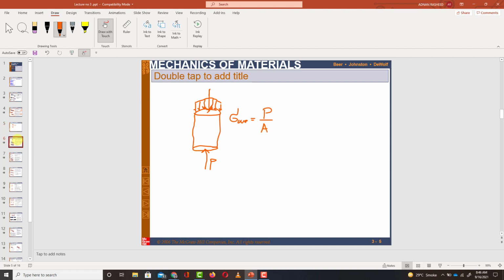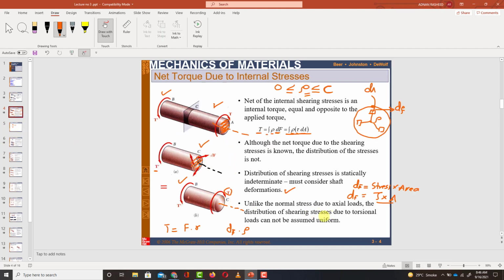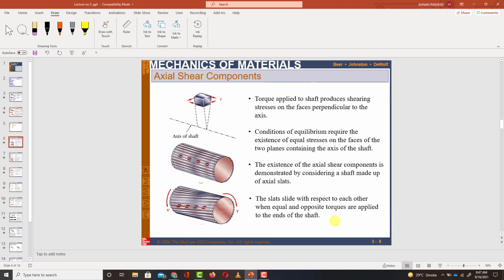But in torsion, the shearing stress distribution due to the torsional load cannot be assumed uniform. There is a proper distribution of shearing stress in a shaft that is under torsion. We will derive the relation which shows the shear stress distribution along the shaft in the next few slides. But you should remember that the distribution of shear stresses due to torsional load cannot be assumed uniform in the rod.